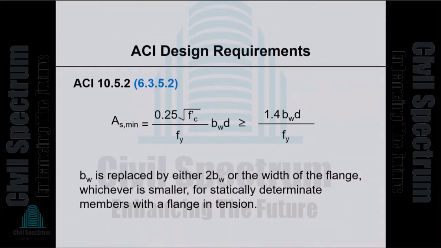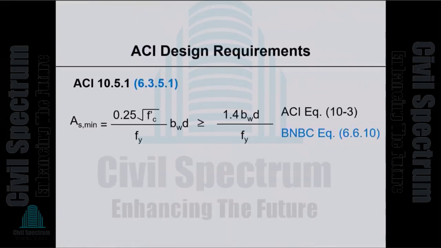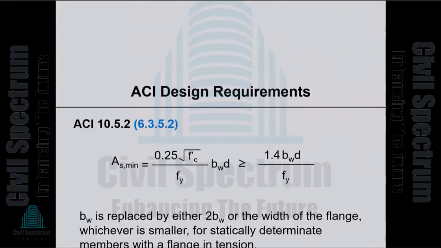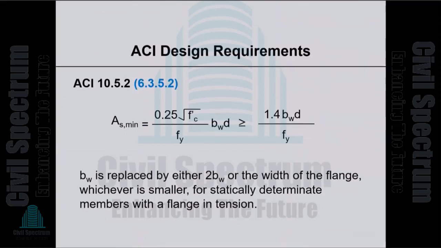Now, if it is a flange section, then the b sub w here, this is the same expression as on the previous slide. This is for a rectangular section. Now we are talking about a flange section. For a flange section, this b sub w is replaced by either 2 b sub w or the width of the flange, whichever is smaller, for statically determined members with a flange in tension.